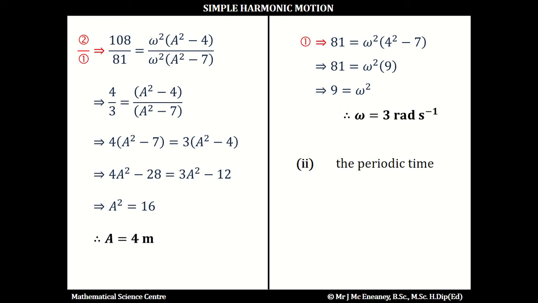Part 2 then, we want to find the periodic time. So the periodic time T is just 2 pi over omega, so this means T is just going to be 2 pi over 3 seconds.